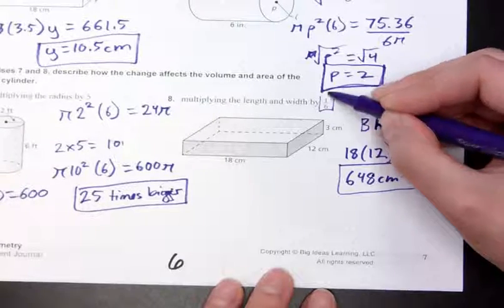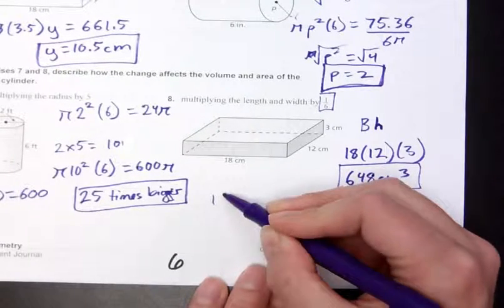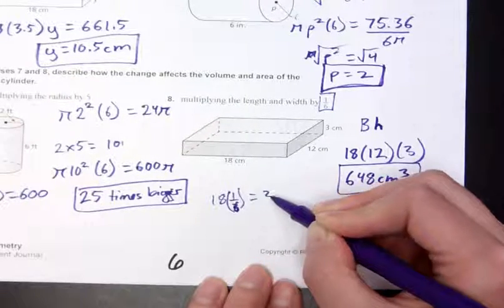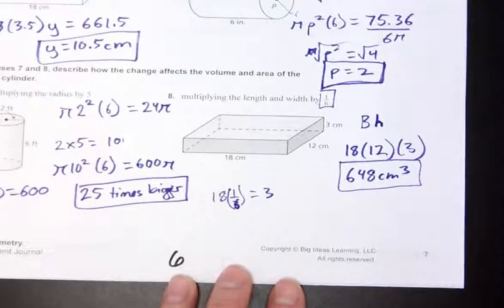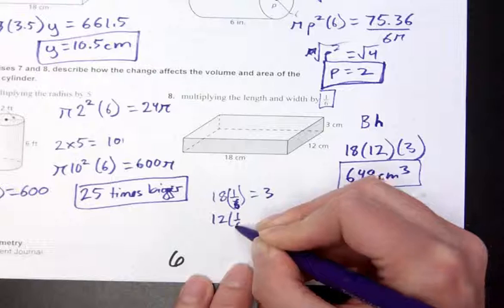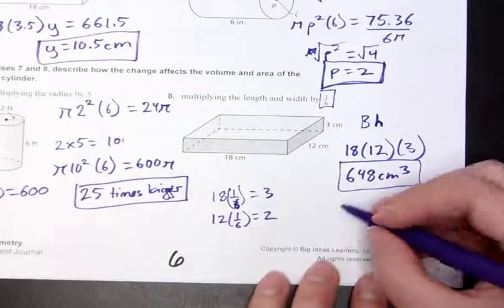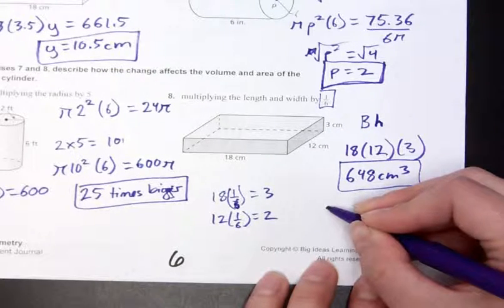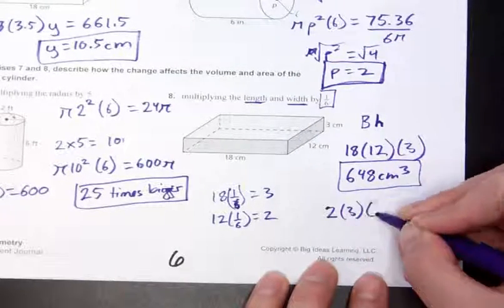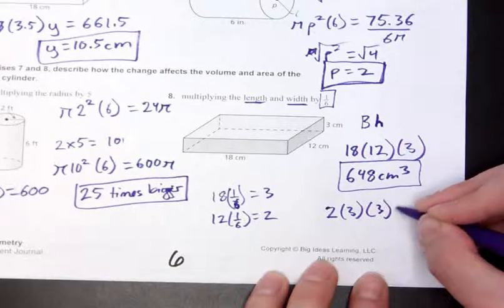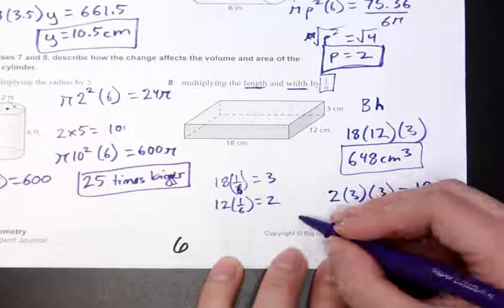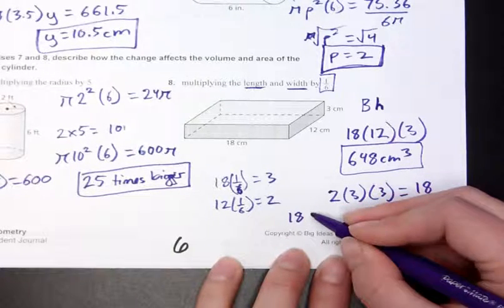Okay, this time, what am I multiplying by 1/6? 18. So 18 times 1/6 equals 3. And then the 12 would need to be 2. 12 times 1/6 equals 2. So now I multiply length and width. So 2 times 3 times the 3 height, which they didn't tell us to change, which comes out to 18.